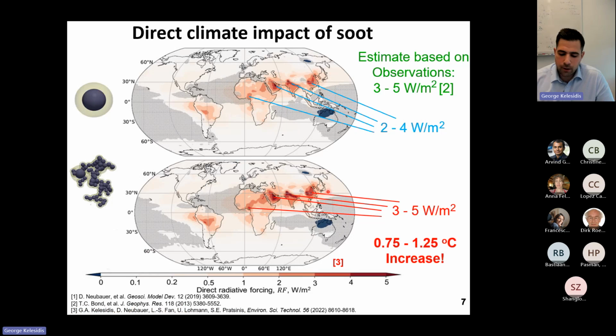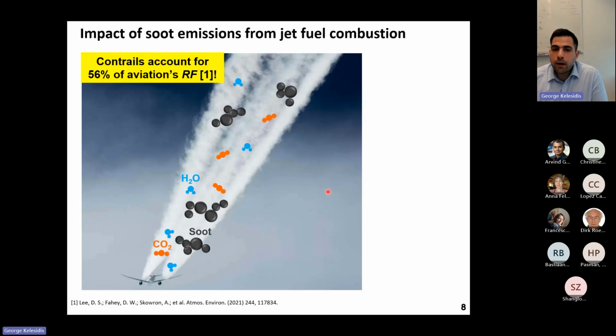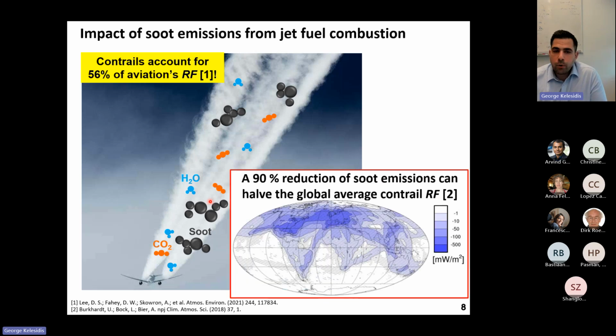Now, in addition to the direct climate impact of soot emissions, these nanoparticles can also contribute to global warming indirectly. And let's go, for example, into the case of aviation, where most of the radiative forcing that comes from aviation is actually contributed by the contrails that are formed behind the aircraft engines. These contrails contain large ice particles that nucleate on top of soot agglomerates that are emitted by combustion of jet fuel. So recent climate model studies have shown that a 90% reduction of soot emissions can halve the global mean radiative forcing that comes from aircraft contrails.